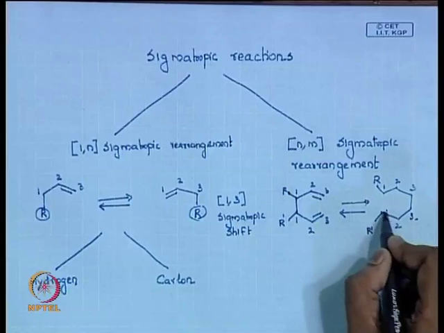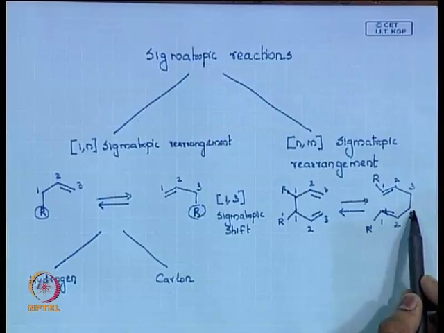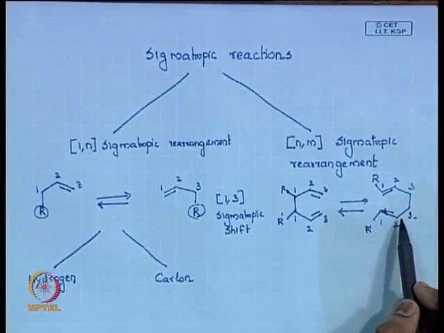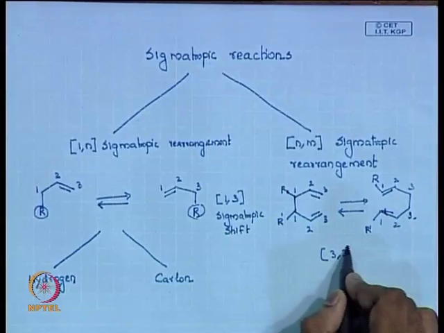Okay. So, this is then what system it is? Your n is 3, your m is also 3 in this case. So, you call it as 3 comma 3. But there are many examples of 2 comma 3. Any example of 2 comma 3 which you know?